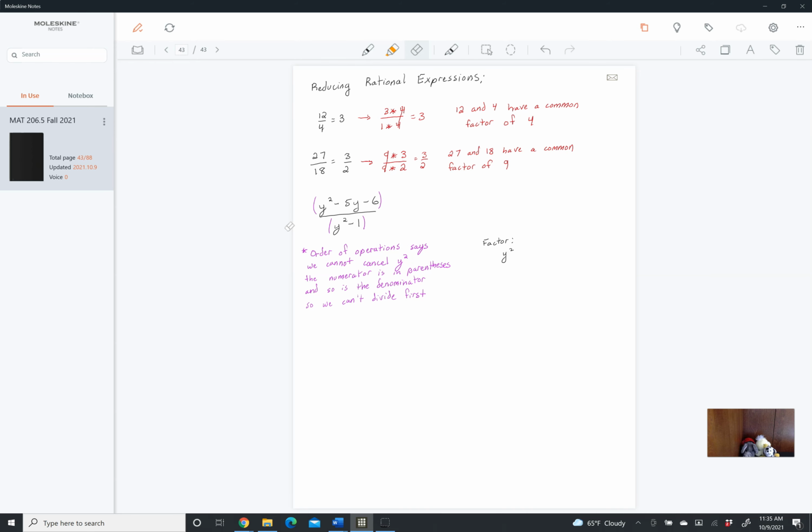So y squared minus 5y minus 6. This is quadratic, so we're looking for two numbers that multiply to negative 6 and add to negative 5. And those two numbers are negative 6 and 1. So this is equal to y minus 6 times y plus 1.